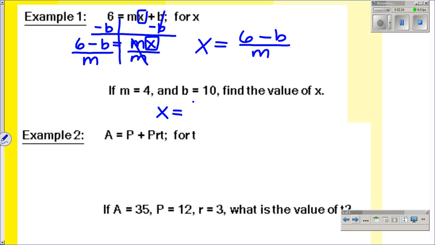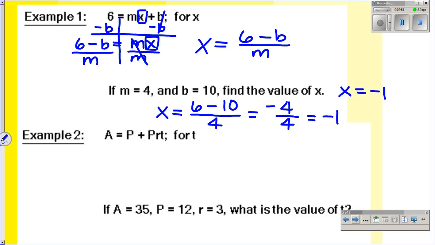So we have 6 minus b, and they're telling us that b equals 10, and we're going to divide by the value of m equals 4. And now we're going to use our order of operations. On top, we're going to do our subtraction step. 6 minus 10 simplifies to negative 4, and then negative 4 divided by positive 4 equals negative 1. So we know the value of x equals negative 1.